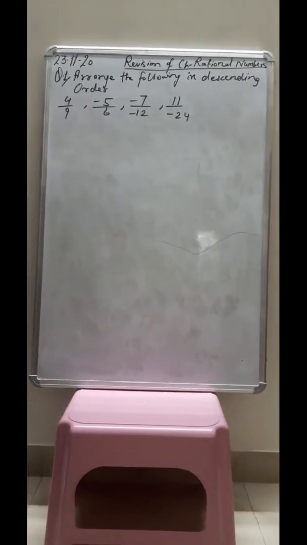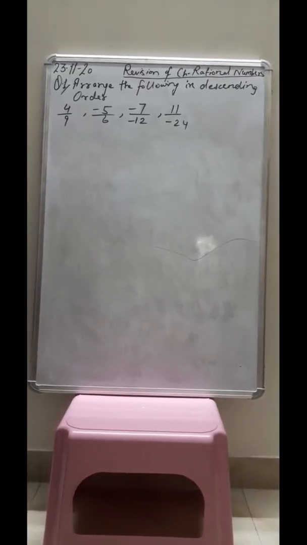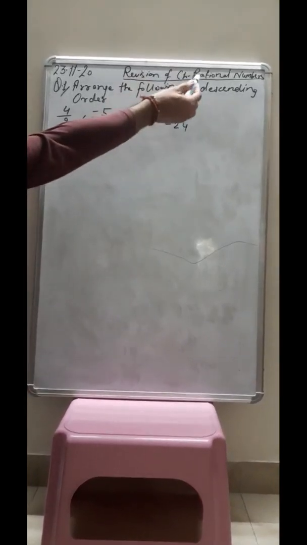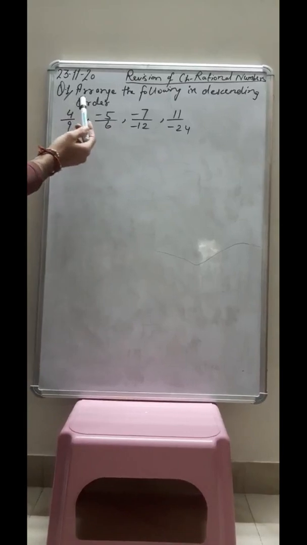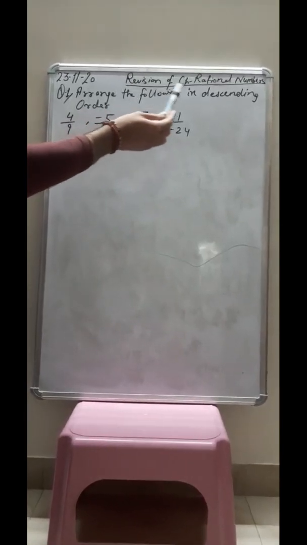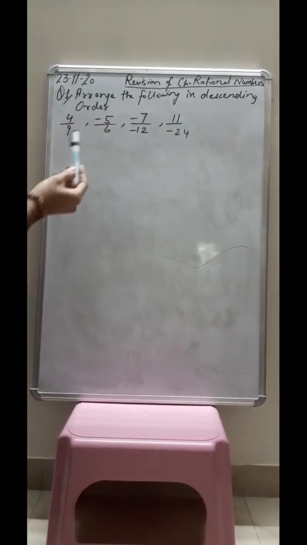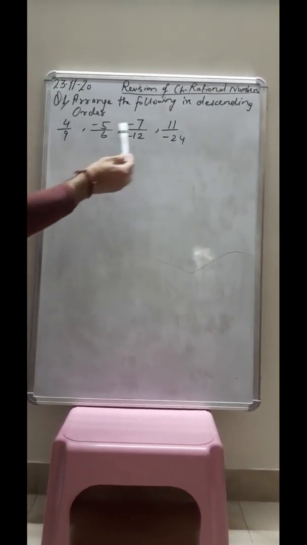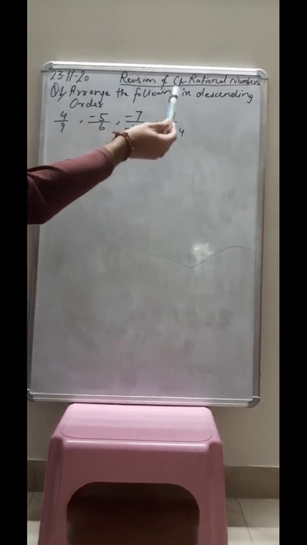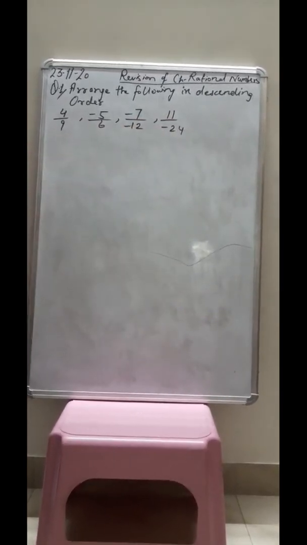Hello students, in this video we are going to continue the revision of chapter rational numbers. So the question number 1 is arrange the following in descending order. So now here we can see that in question number 1 we have been given the rational numbers and we have been asked to arrange them in descending order.